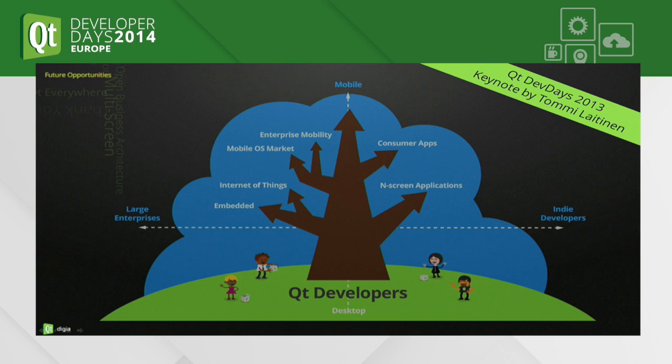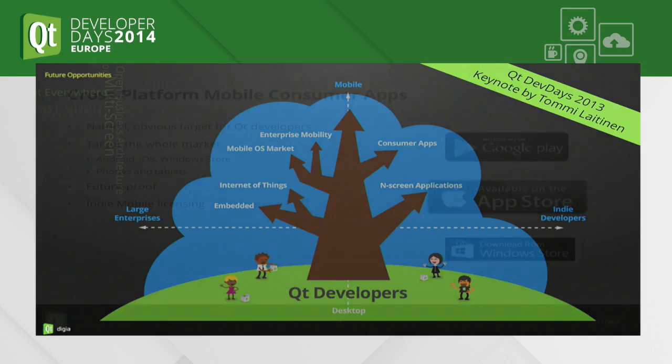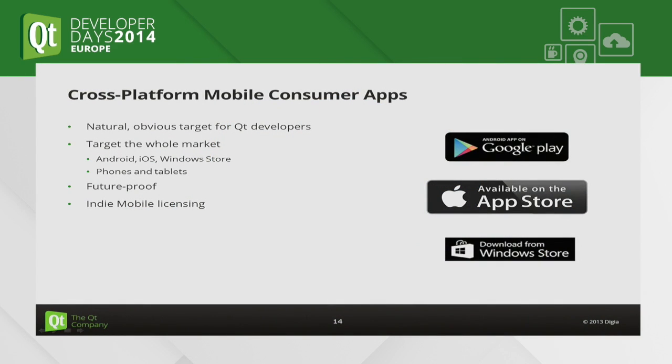And embedded is, of course, part here. It's more for enterprises. Internet of Things is related to that. We have enterprise mobility, mobile OS market, consumer apps, multi-screen applications. So there are a lot of these market trends or business areas or use cases where Qt is now expanding because of the mobile ports. And that's what we'll look at now. So the obvious choice or just the starter is cross-platform mobile consumer apps.